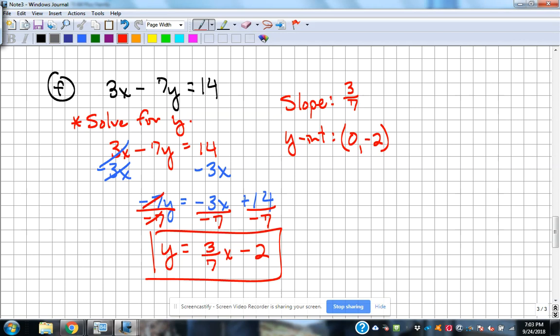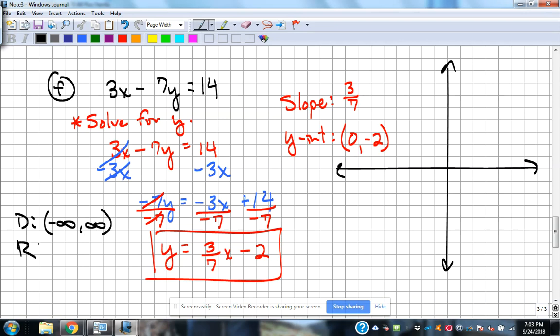We know this line is going to be vertical, horizontal, or slanted. Slanted. If it's slanted, what do we know about the domain and the range? Both of them, yeah. Negative infinity to positive infinity. The range, negative infinity to positive infinity. Okay?